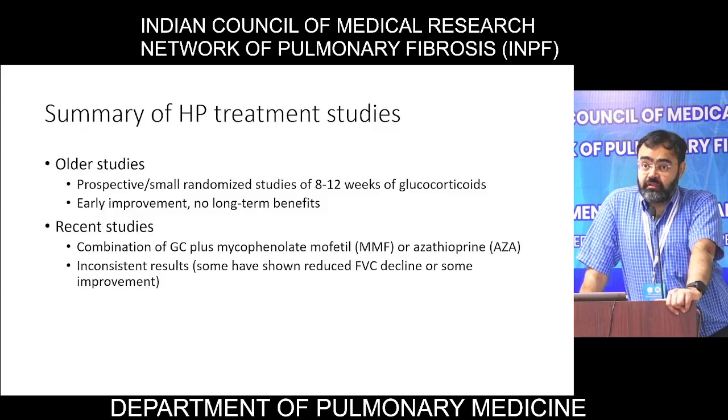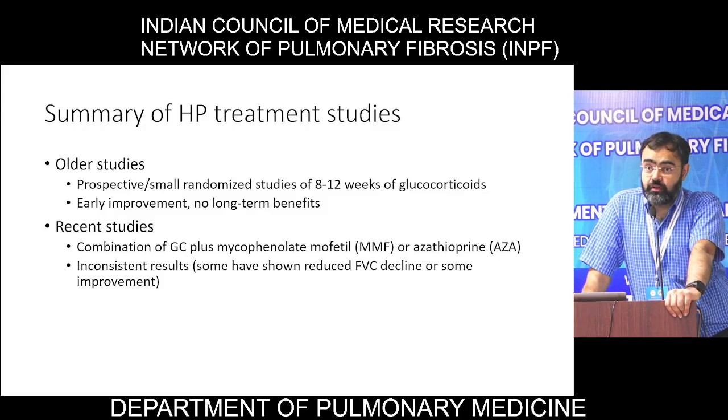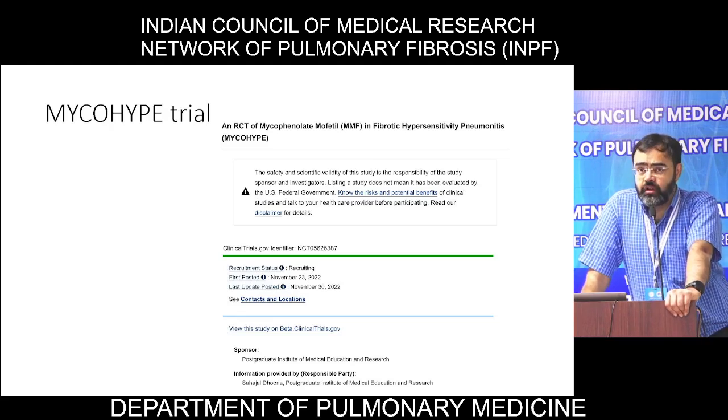Again, in highly fibrotic disease, like in advanced fibrosis, we don't know whether mycophenolate or any kind of immunosuppression will really work. So we really need to find out whether immunosuppression works in fibrotic HP. We have a trial going on at our center. Our center is leading the trial, but it's a multi-center trial. CMC is also a part in this trial. It's called the MycoHype trial, where we are using a combination of mycophenolate and prednisolone and comparing it with a prednisolone alone arm for treating fibrotic HP.